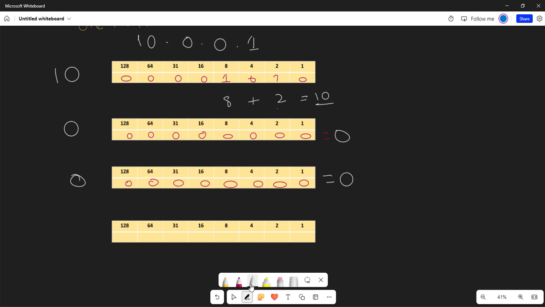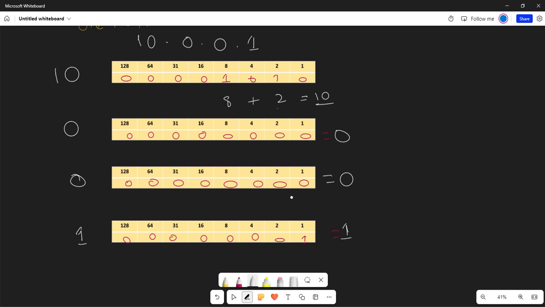Now the last number I have is 1. And as you can see here from the chart, the last bit is 1. So I just need to turn this on, and I will keep the others off. So this is 1.